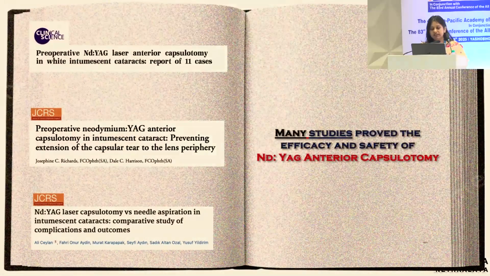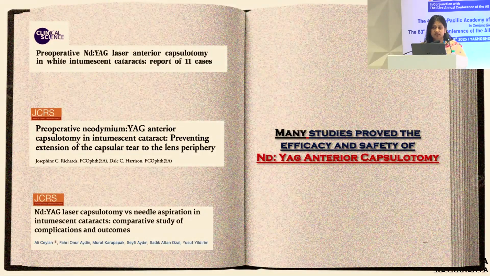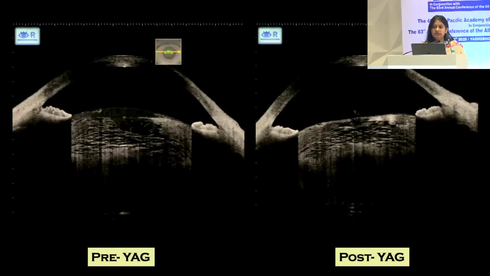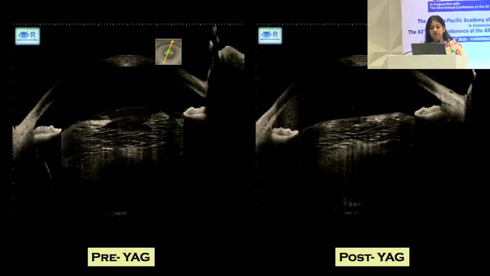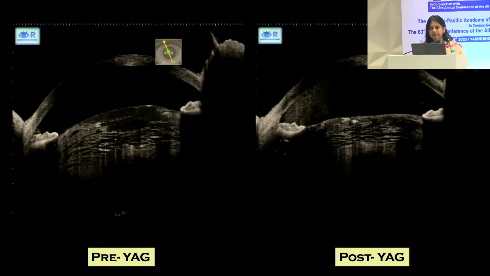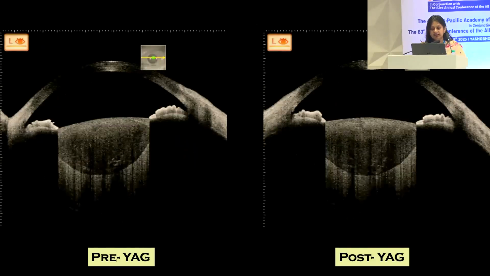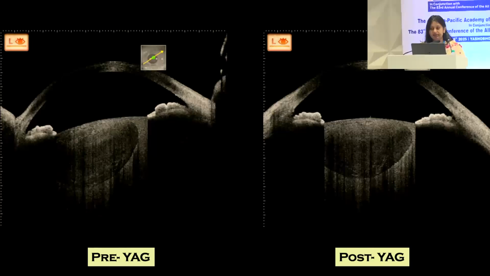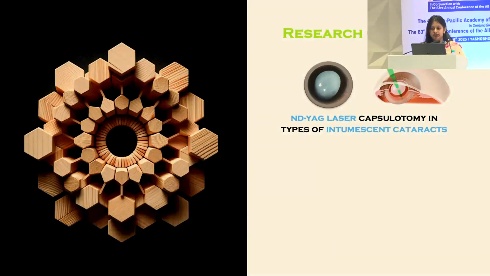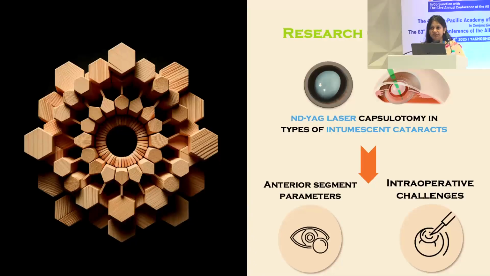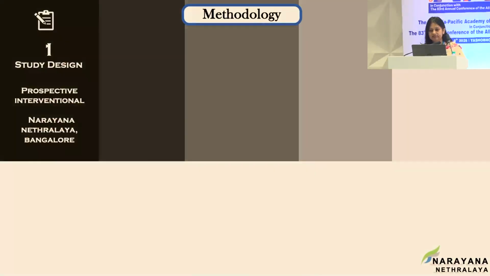There are multiple studies which prove that NDR anterior capsulotomy is highly effective and safe. Now, when we did it in our center, in some cases we found excellent results where there was significant flattening of the anterior lens surface, while in other cases, like this case of Morgagnian cataract, we didn't find much difference. Now this led to a research question: what are the anterior segment parameters which will affect the outcome of the NDR laser, and what are the intraoperative challenges in these cases?